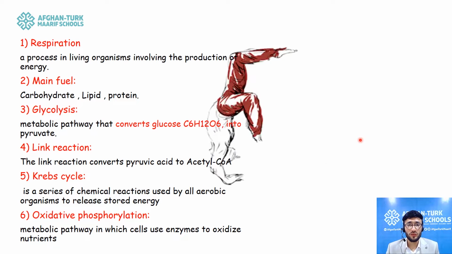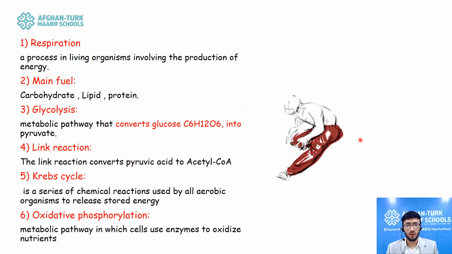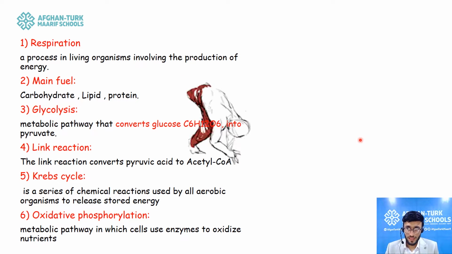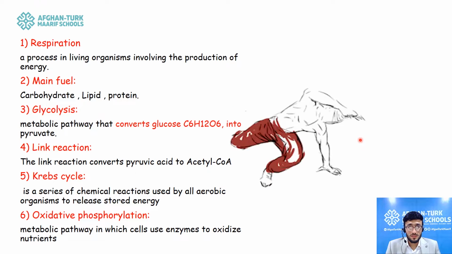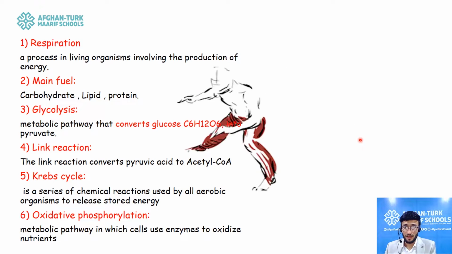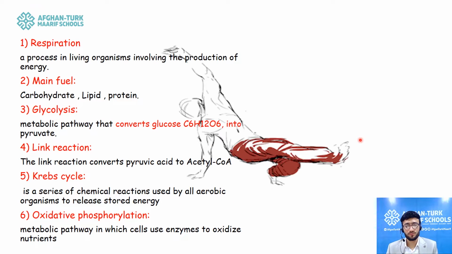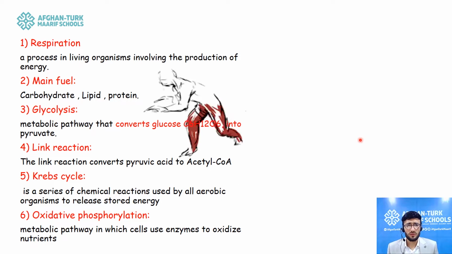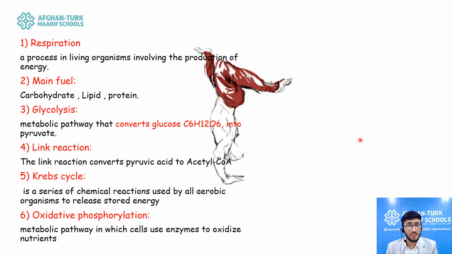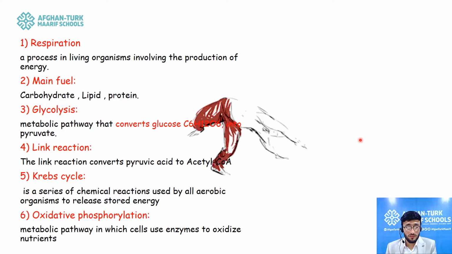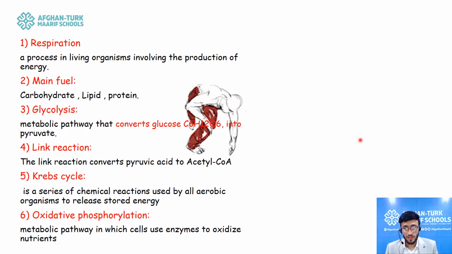So the main fuels which are going to be consumed inside cellular respiration are carbohydrates, lipids, and proteins. It means inside living beings, these are the energy storage that are going to be transformed to ATP by different types of cells. So the cellular respiration can be categorized into different steps. The first step starts with glycolysis.